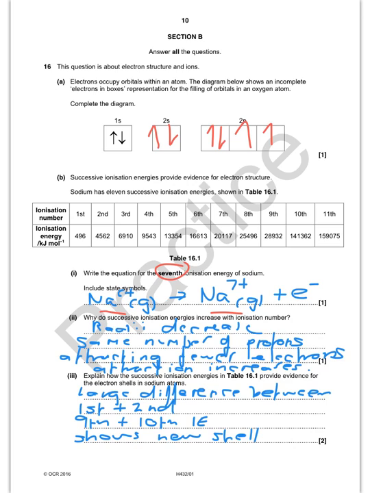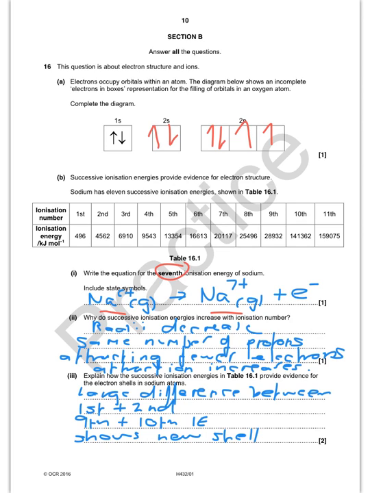Why do they get larger as we remove electrons? Well, that's because the radii of the ions is going to decrease. You've got the same number of protons, but you're attracting fewer electrons every time you remove one. And therefore the attraction between the nucleus and the outer electron will increase.